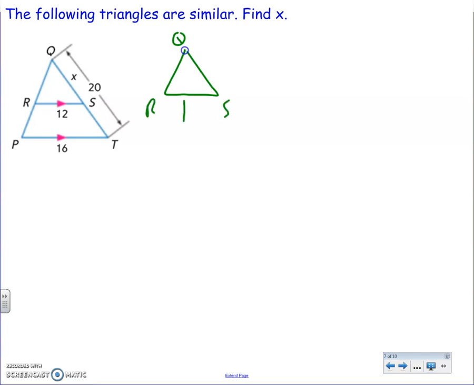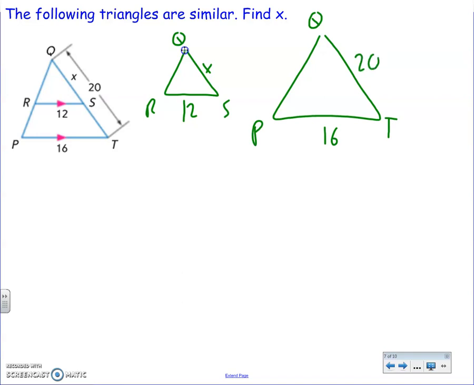So we have triangle QRS. This is 12, and this is x. Then we have a bigger triangle, QPT. This is 16, and this is all 20. Hopefully now you can see x and this make a pair, and this and this make a pair.